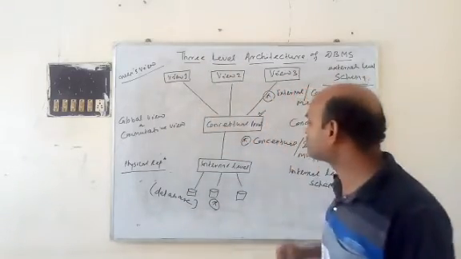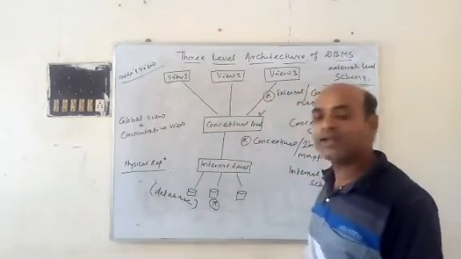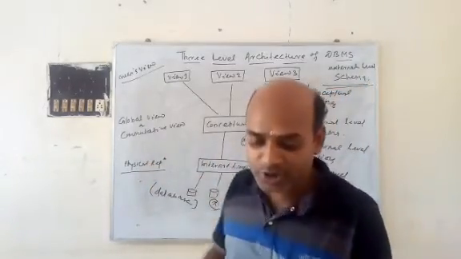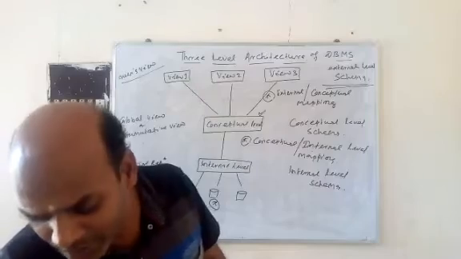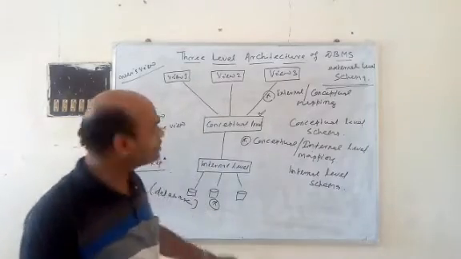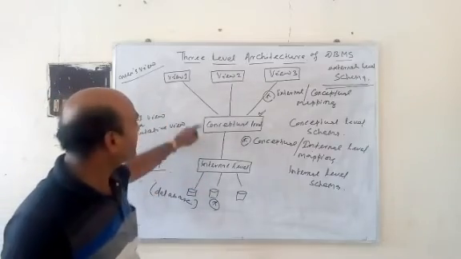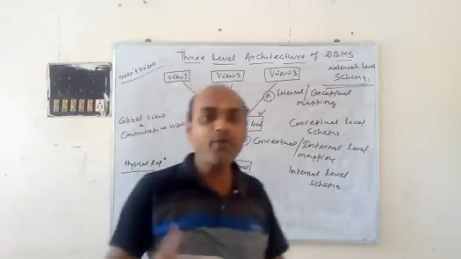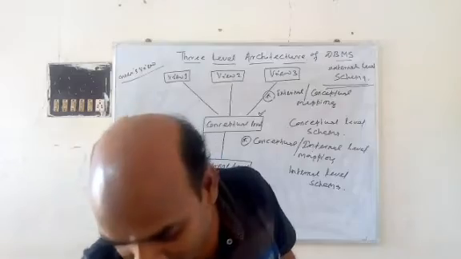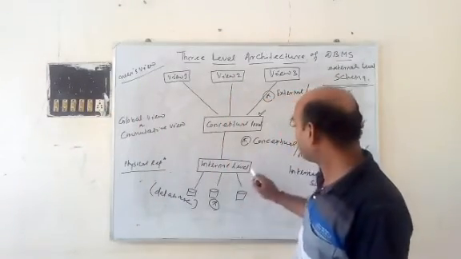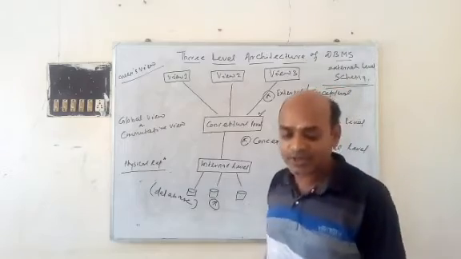And the internal level is responsible for the physical representation: how data will be stored, the physical storage structure of the different records. So the three level architecture is most important. One by one we will discuss these three levels. First one is the internal level, the physical storage structure of the database.